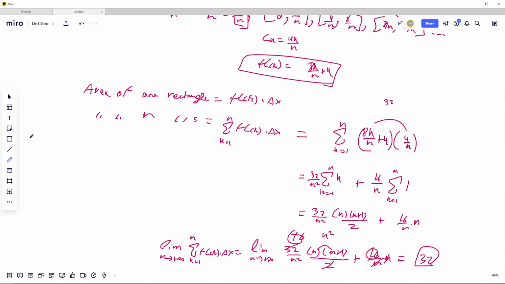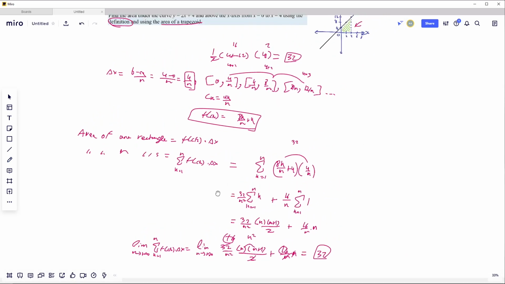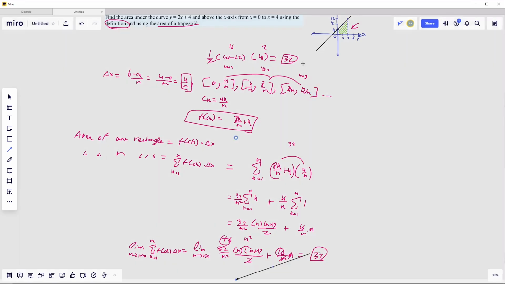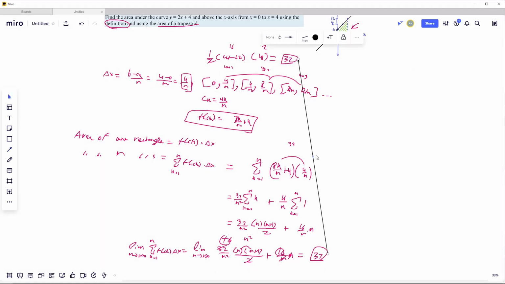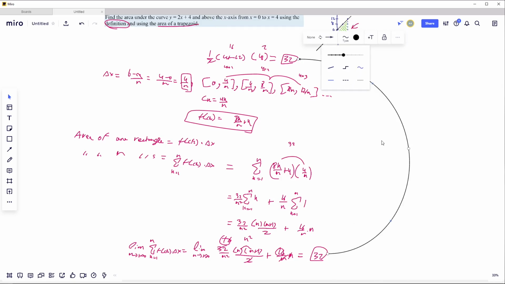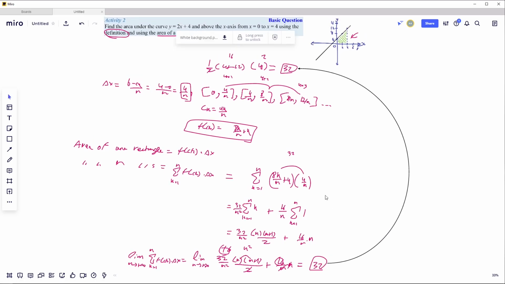Did we or did we not get the same answer as the trapezoid area? We did, right? So this is why they asked you. They wanted to show you that it works, that you're going to get the same value if you tried using the trapezoid rule. So yeah, pretty much.